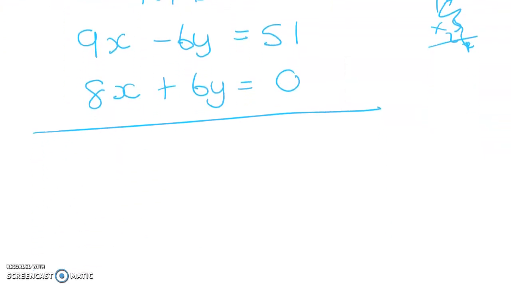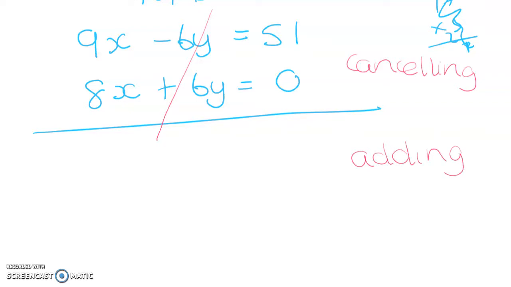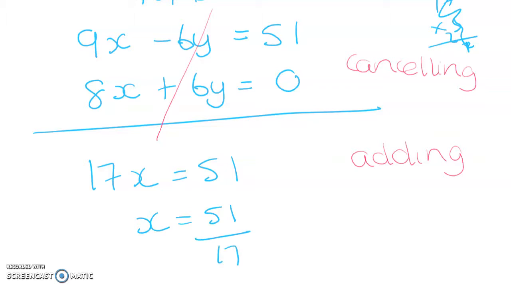Now my y's are cancelling. Off I go. So the first thing I'm going to do is I'm going to cancel. The cancelling starts. So I'm going to cancel these and then the adding begins. So adding, cancelling, adding. So I've got 17x equals 51. Oh geez, this is beautiful. Look, it's even going to work out. X equals 51 divided by 17. X equals 3. I now know x is 3, lads.